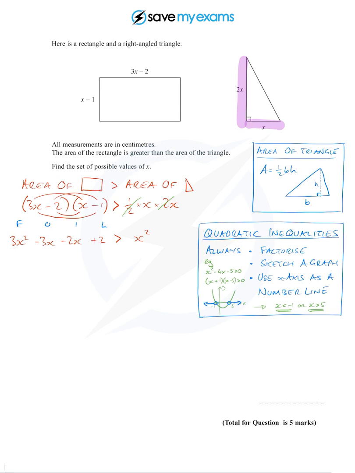Right, so let's lump things together on the left-hand side. The only things that lump together are the minus 3x and the minus 2x. So I get left with 3x squared minus 5x, that's minus 3 minus 2 is minus 5, plus 2 is greater than x squared. And because it's a quadratic, clearly, with x squareds in it, I want to get a 0 on one side, so I'm going to subtract x squared from both sides. And so I have 2x squared minus 5x plus 2 is greater than 0.